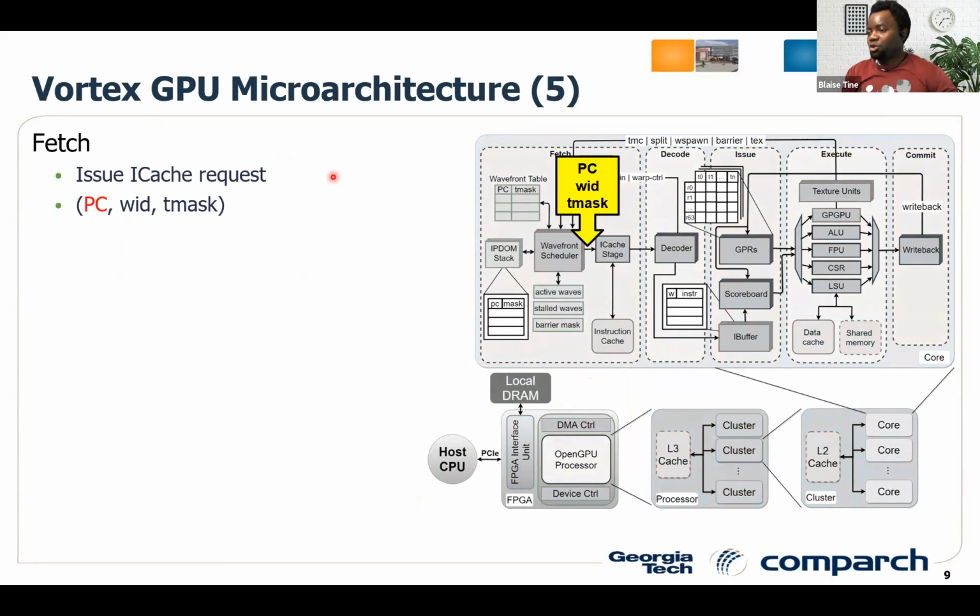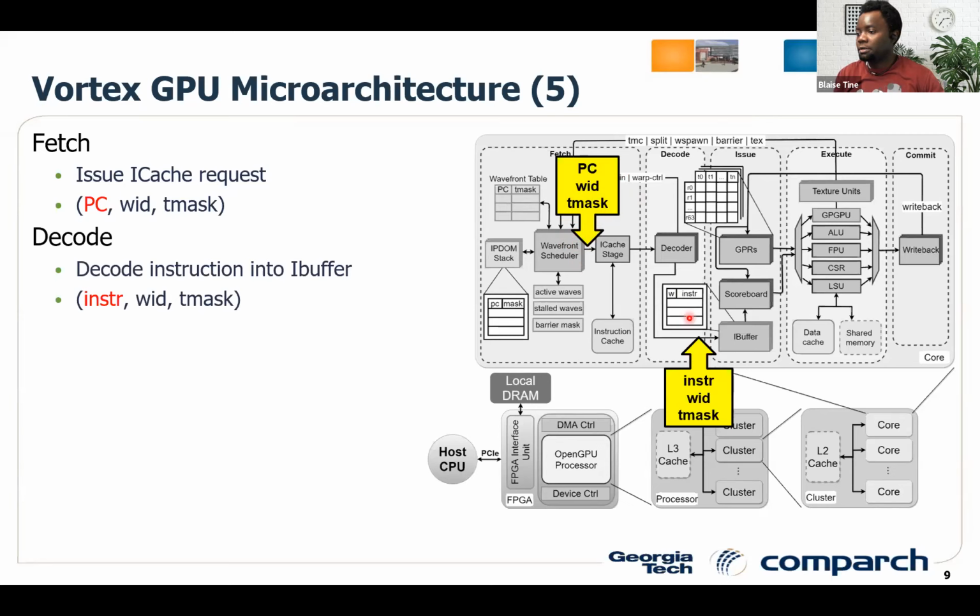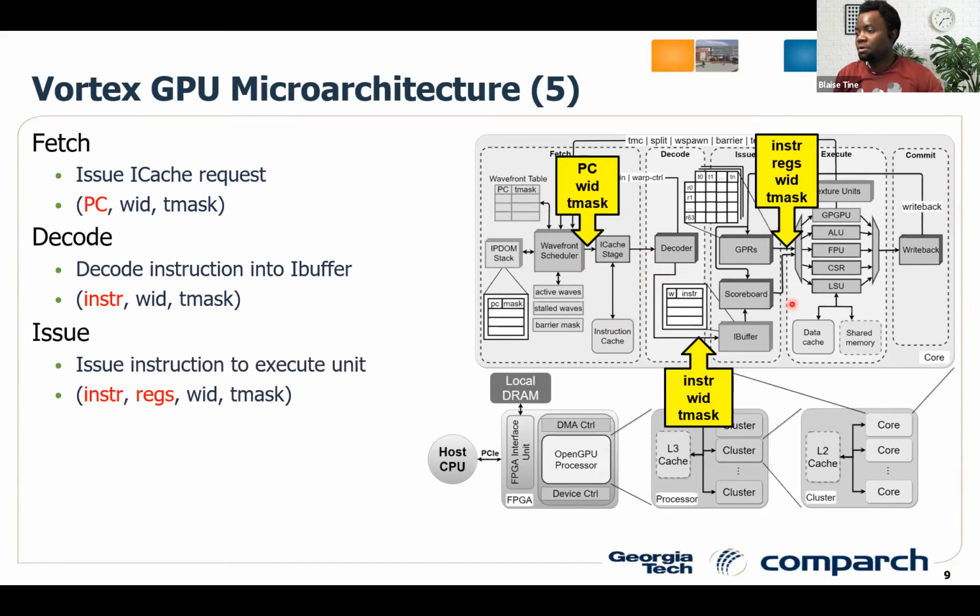A typical execution of a Vortex instruction will start in the first stage, where we issue an instruction with a PC, WID, that's the wavefront ID, and then a thread mask for all of the threads that are active. And the instruction gets into the decode stage, and the instruction will be fetched from the instruction buffer. The warp ID will still be kept, and also the thread mask as well.